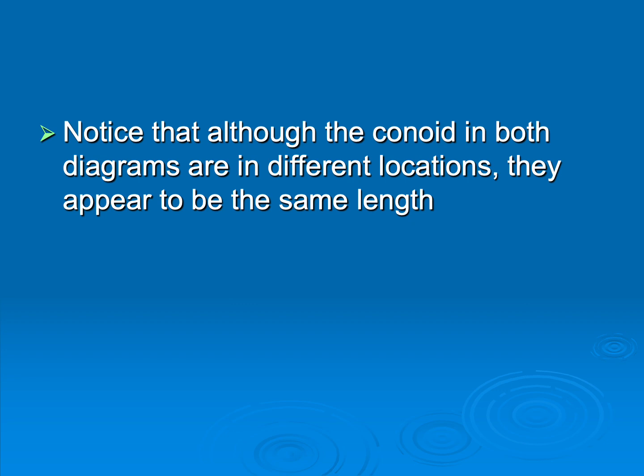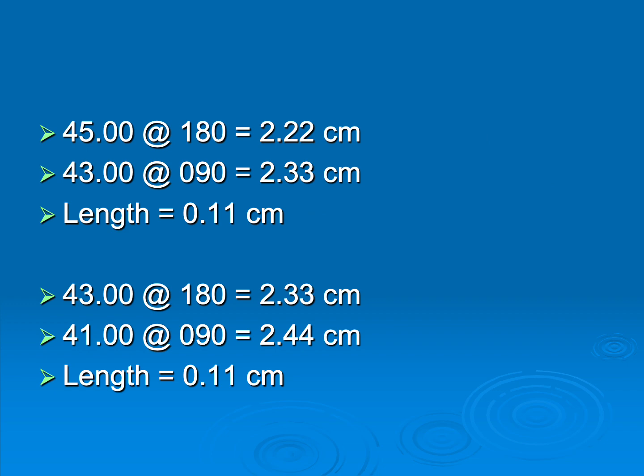What I want you to notice is that although the conoids in both of those two examples are in different locations, they appear to be the same length. Let's check that out. So here are the Ks from the simple myopic on top and the simple hyperopic on the bottom. And if I ask what is the length of the conoid, and so I convert those into centimeters and I look at the difference, they are the same. And you'll notice that they are both 2 diopters of astigmatism. One just happens to be myopic astigmatism, the other is hyperopic astigmatism.